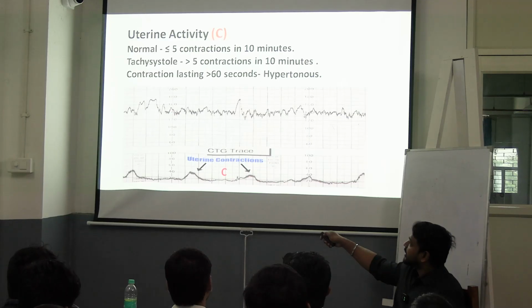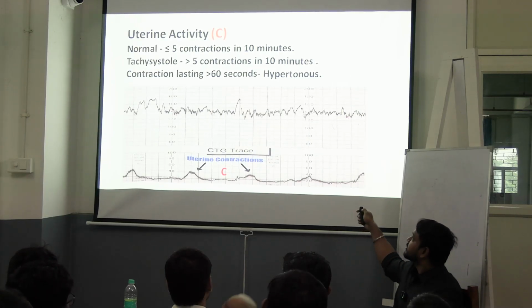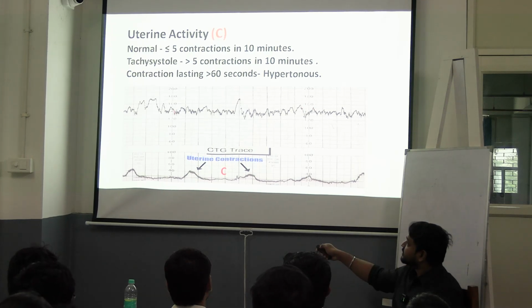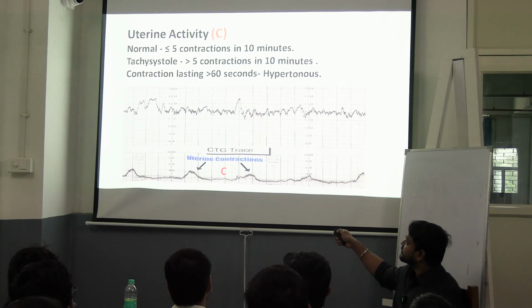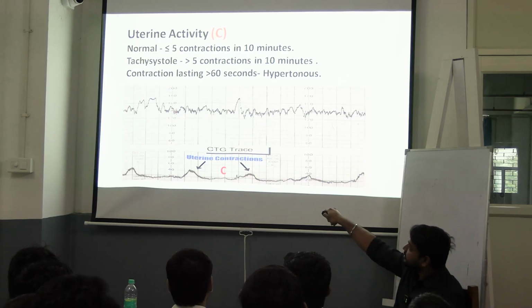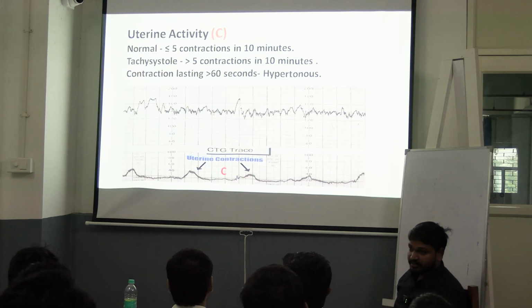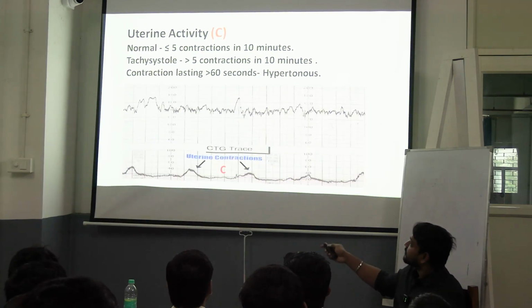See, if I try to draw a line here, it will be like this. It should touch all the troughs here. This is trough, this is the peak. See, if I try to draw a line touching all the troughs, it will be like this. So baseline is approximately 150. It is the mean of heart rate. Yes, baseline is approximately 140.